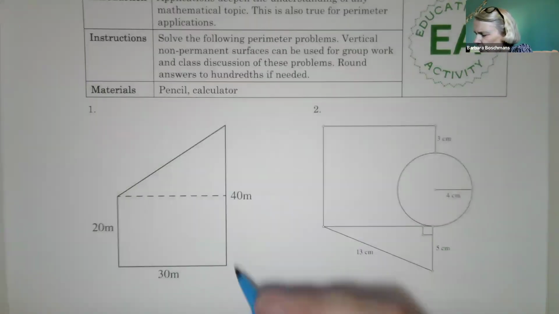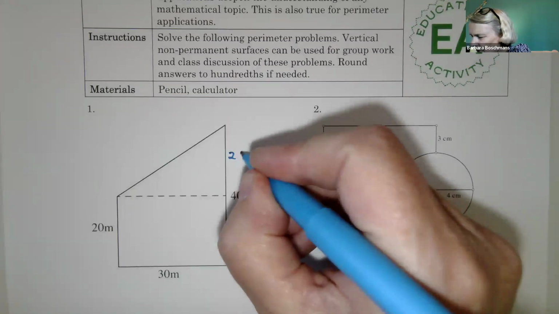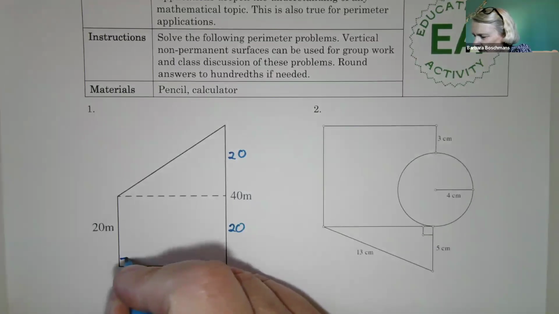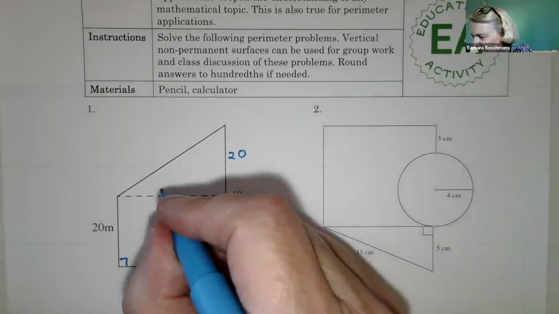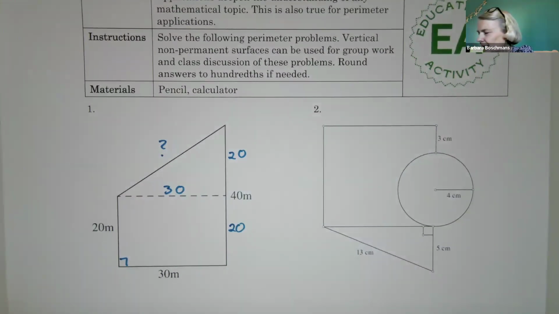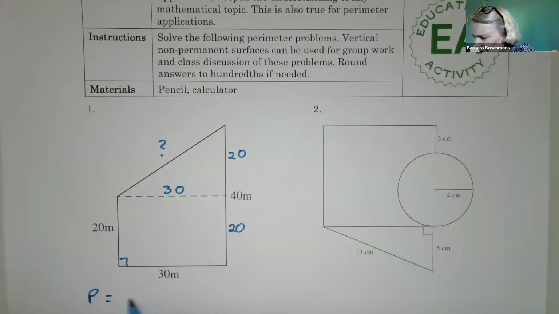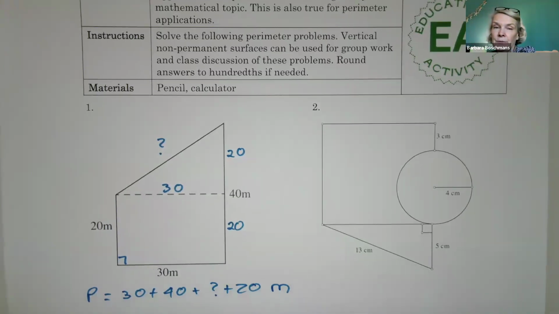Okay, so it looks like this whole side would be 40. So I'm assuming this is 20, this is 20. It doesn't show me a rectangle, but let's assume it's a rectangle. That makes that 30. So you need to figure out what the hypotenuse is, and then we add all sides together. So the perimeter is going to be 30 plus 40 plus question mark plus 20, and that will be meters. These have units.